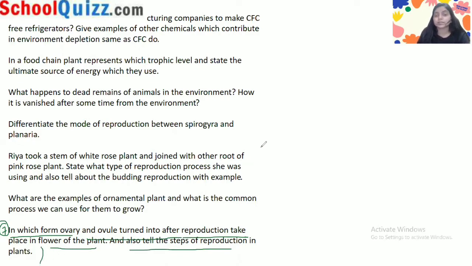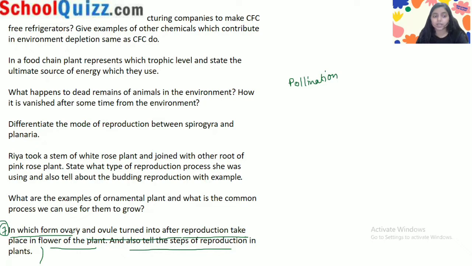Here you have to tell the steps of reproduction. So what is the first step of reproduction in plants? Firstly, there is the pollination process. In this question, you have to tell only the names of the steps of reproduction in a plant. You don't have to describe all the steps. Okay, right?